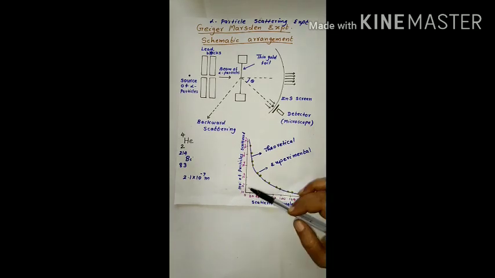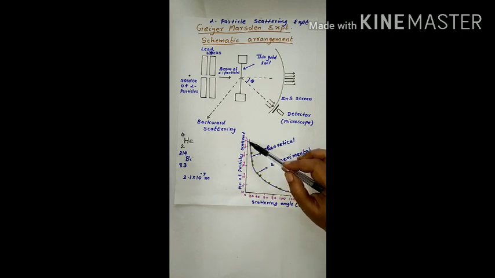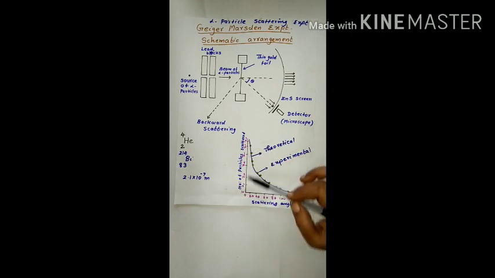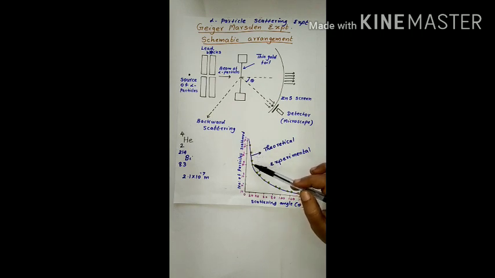So from the graph, we can observe that below 1 degree, the number of particles scattered is more. That is 10 raised to 6, 10 raised to 7, etc. These particles suffer very small scattering angles. That is, they suffer small deflections. More than 1 degree, about 0.14% of the incident particles are scattered. That is, the number of particles decreases.